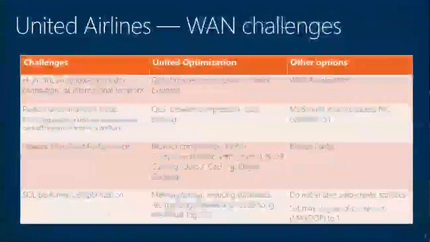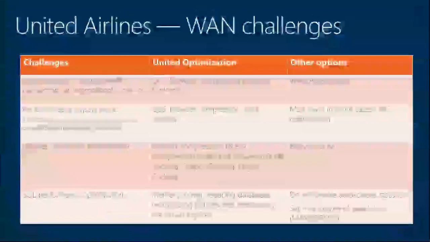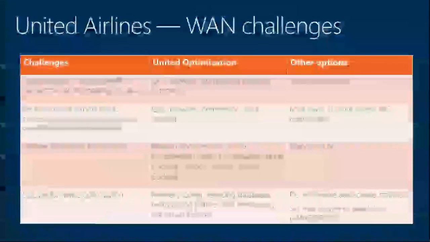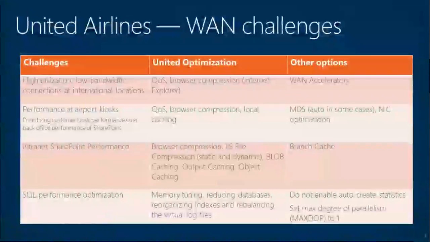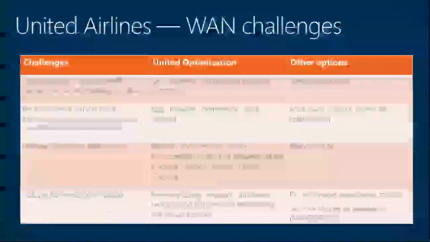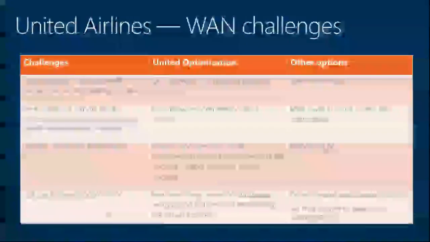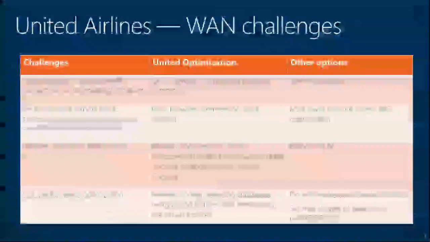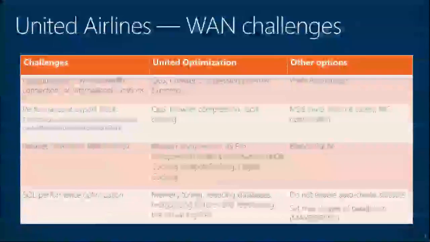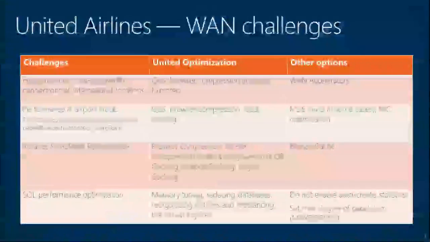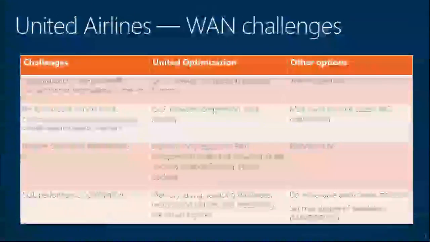In order to support that central location, United Airlines overcame some WAN challenges by implementing some optimization. So a couple of different categories here. They're challenged with high utilization, low bandwidth connections at their international kiosks, for example. They optimize their WAN by using QoS and compression in Internet Explorer. But other options they might have considered was the implementation of WAN acceleration.